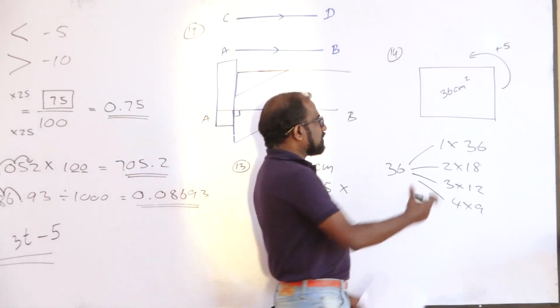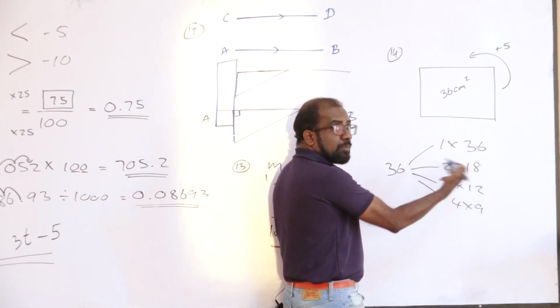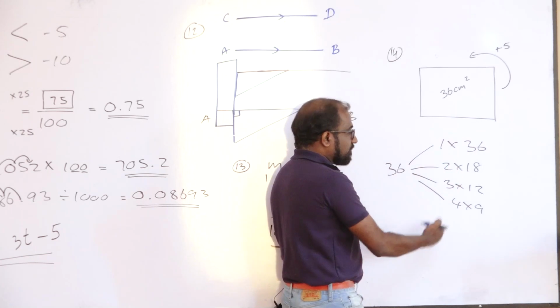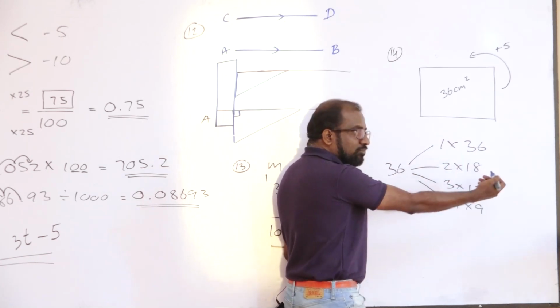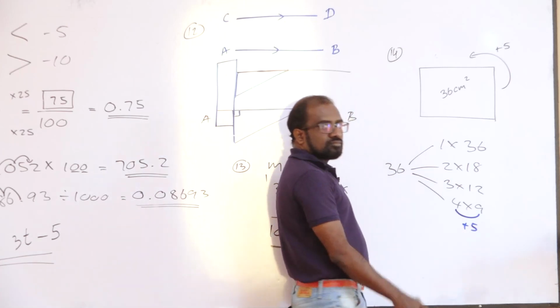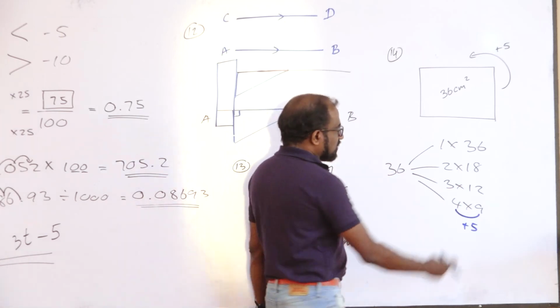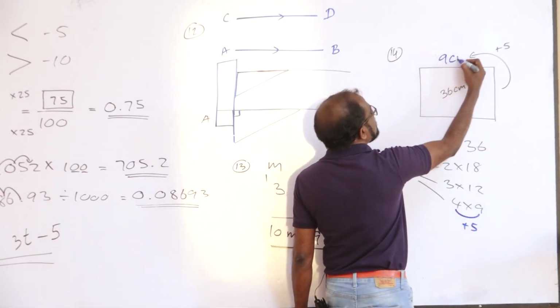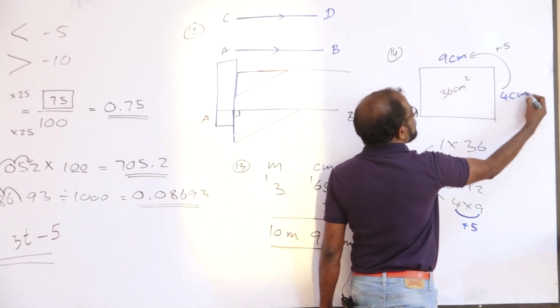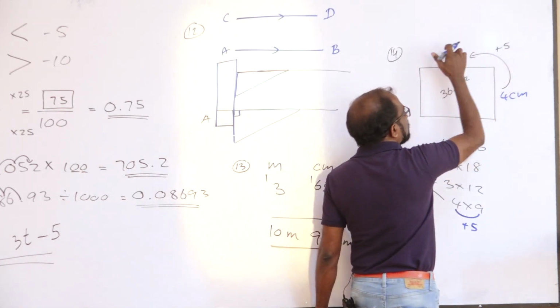Here, 1 and 36, not 5 greater. 2 and 18, what is the gap? 16. 3 and 12, 9 more. 4 and 9. Simple, think a little. So what is the answer? Length should be 9 centimeters. Breadth should be 4 centimeters. Then breadth 4, 4 plus 5 is 9.